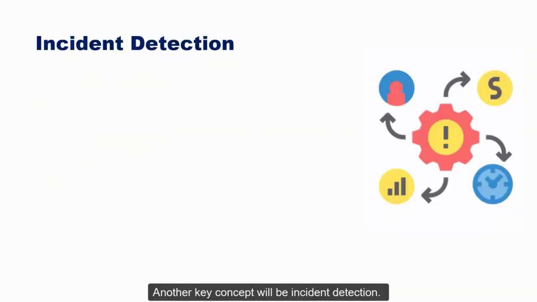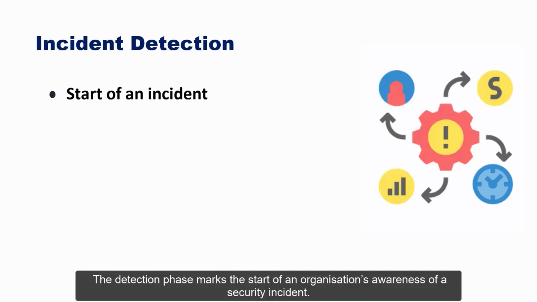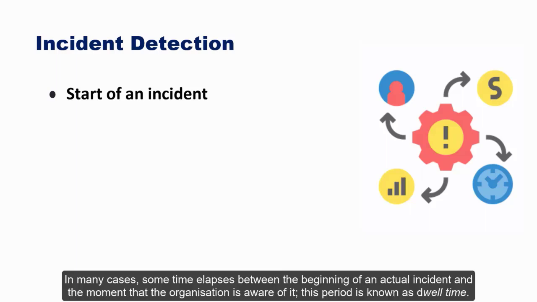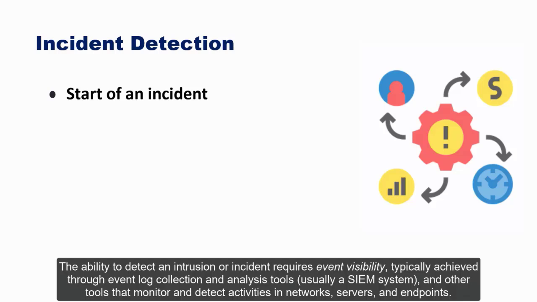Another key concept will be incident detection. The detection phase marks the start of an organization's awareness of a security incident. In many cases, some time elapses between the beginning of an actual incident and the moment that the organization is aware of it. This period is known as dwell time. The ability to detect an intrusion or incident requires event visibility, typically achieved through event log collection and analysis tools, usually a SIEM system, and other tools that monitor and detect activities in networks, servers, and endpoints.